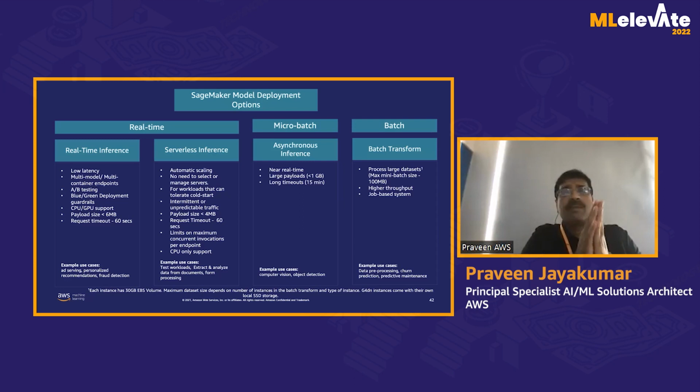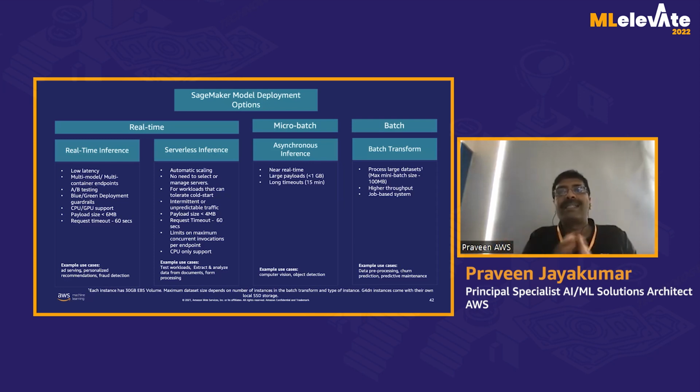So from a cost perspective, real-time inference runs 24/7, and you need to pay until you bring it down. Serverless inference, you get charged only for the number of requests it's processing. Same way with async inference, when there are no requests in the queue, the machine won't get charged. Batch transformation, again, is based on an event that you're calling, and it will do the processing.